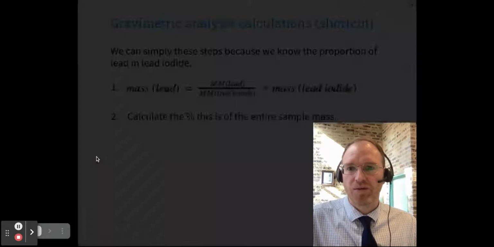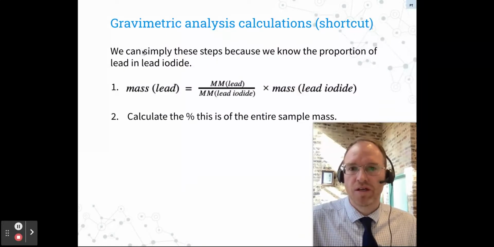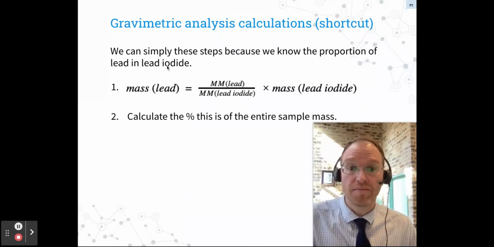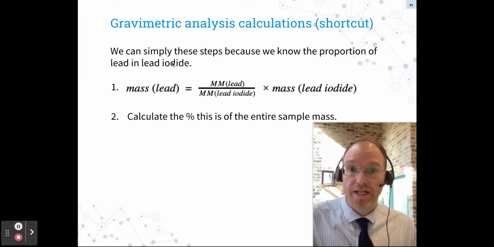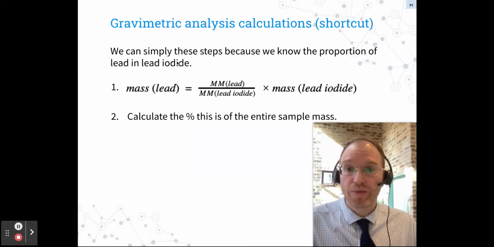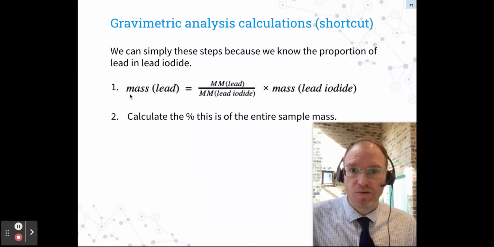Instead of doing all of that, we could replace those first three steps with this. We know the proportion of lead in lead iodide. If you take a substance like lead iodide, you can work out the molar mass of lead iodide just by adding up one lead atom and two iodine atoms, because it's PbI2. So you know the molar mass of the lead iodide, and you know the molar mass of lead. So you can work out what proportion or percentage of the lead iodide is lead. And so we can come up with a simple little formula like this.